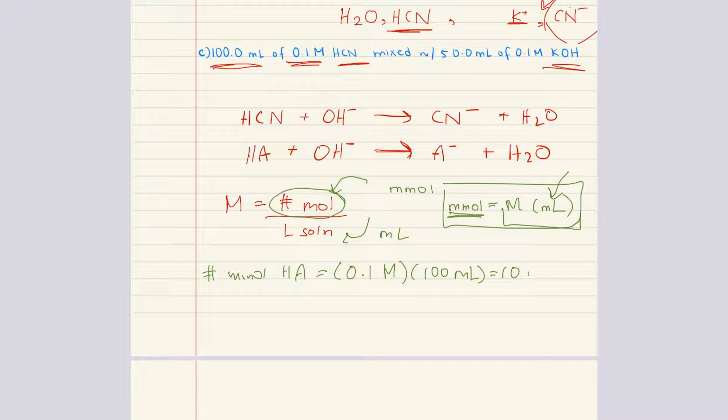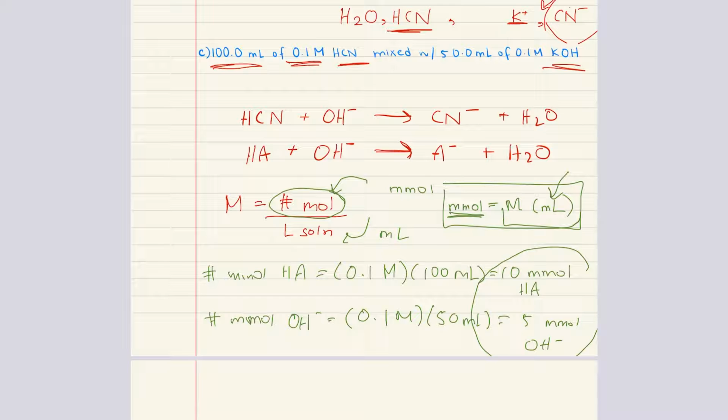This gives us 10 millimoles of our weak acid. We'll do the same for our hydroxide ions. We're going to figure out the number of millimoles for hydroxide ions. This is equal to the concentration, 0.1 molar, multiplied by our volume, 50 milliliters. This gives us 5 millimoles of hydroxide ions. Wonderful. Now we're going to use these values to set up our BCA table.